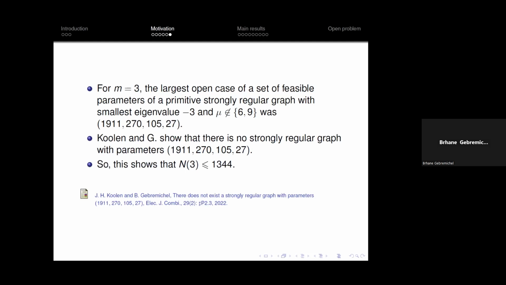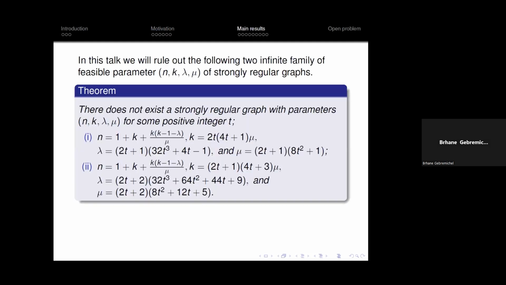So we have the order at most 1344. In this talk, we will rule out the following two infinite families of feasible parameters n, k, lambda, mu of strongly regular graphs.